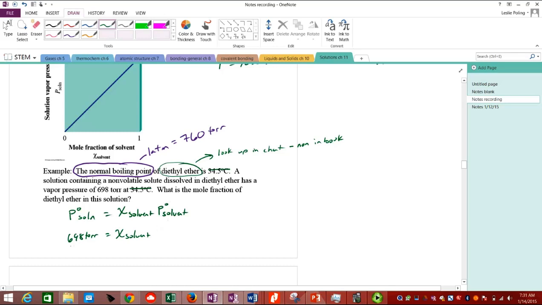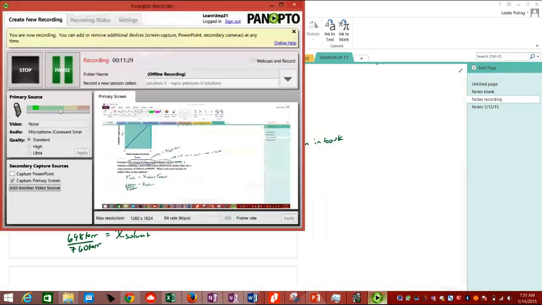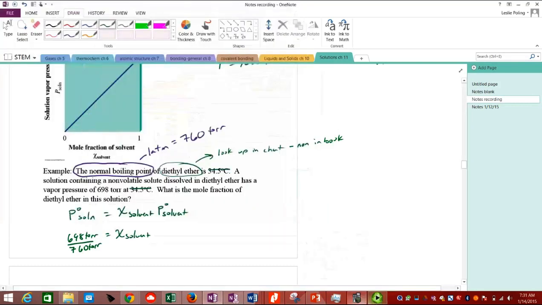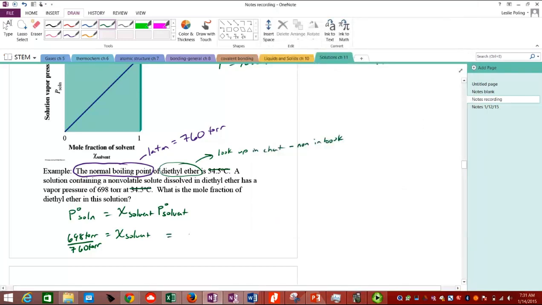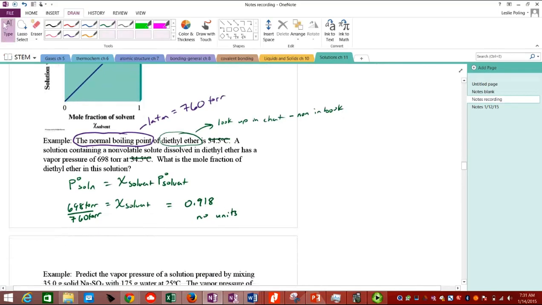So divide this by 760 torr. Whoa, I brought up the wrong thing. There we go. 698 divided by 760 gives us a mole fraction of 0.918. And remember, there are no units on mole fraction.